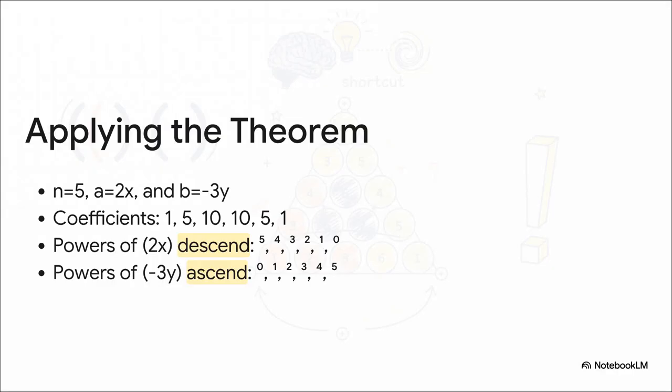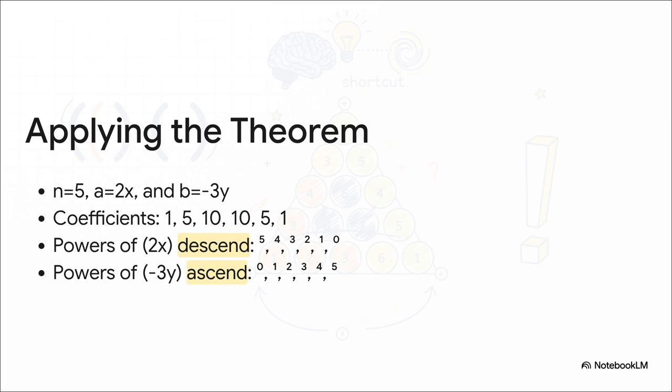So our n is obviously 5, our a term is the whole 2x, and, this is super important, don't miss this, our b term is negative 3y. You have to take the sign with it. From here, it's just the patterns we already know. The coefficients, we can just yoink those from the fifth row of Pascal's triangle. 1, 5, 10, 10, 5, 1. Easy. Then we just line up the powers of 2x going down from 5 and the powers of negative 3y going up from 0. See?